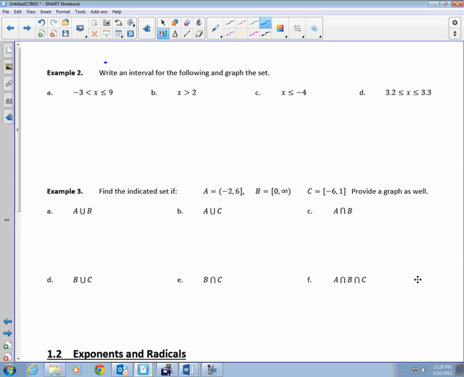Okay. All right, we're going to switch it up. Now we're giving the inequality. Write an interval for the following and graph the set. We'll just do a couple of these. We'll get rid of that one. So we'll do B together, and then you do A and C on your own.